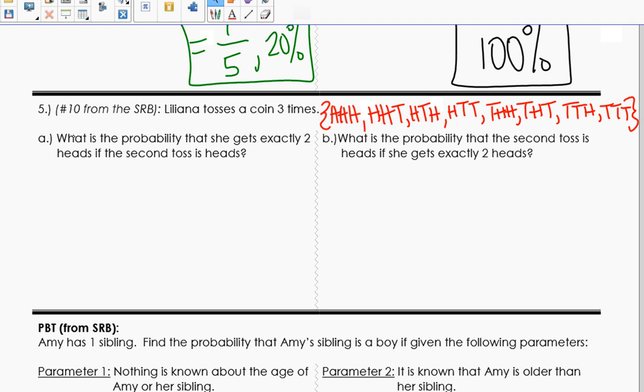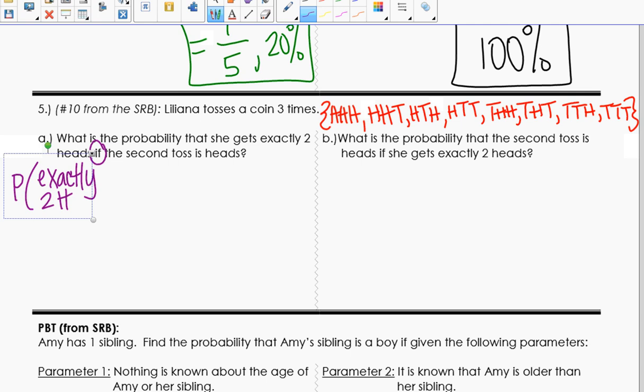So, part A says, what's the probability that she gets exactly 2 heads if the second toss is heads? Okay, so here's your if. And remember, I always say what's the probability that she gets exactly 2 heads if I know. It just helps me. The second toss is heads, so you're looking for the probability that we get exactly 2 heads. Exactly is important. If I know that toss number 2 is heads.